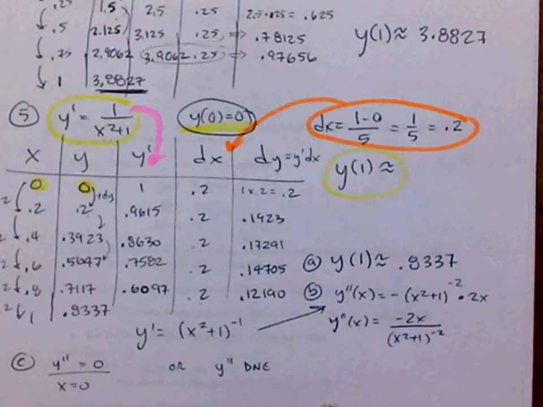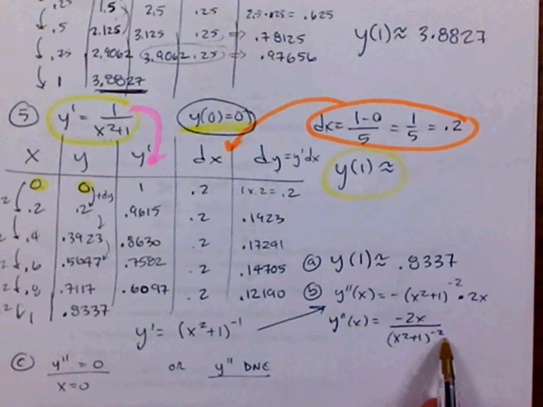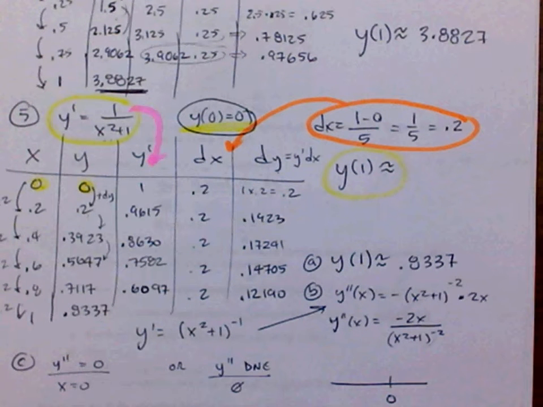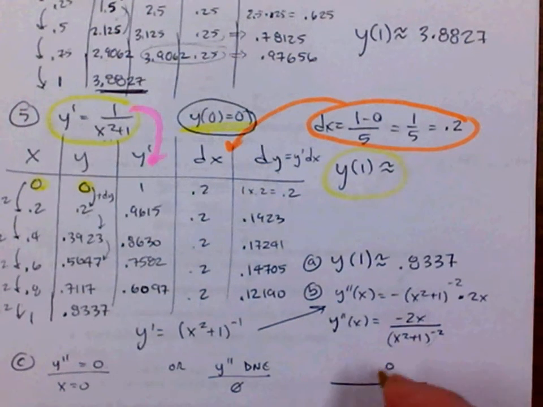And then our does not exist, we look in our denominator, and this has no problems in here. There will be no undefineds in that, so that would be our null set. So our concavity change at x equals 0 is going to be 0.